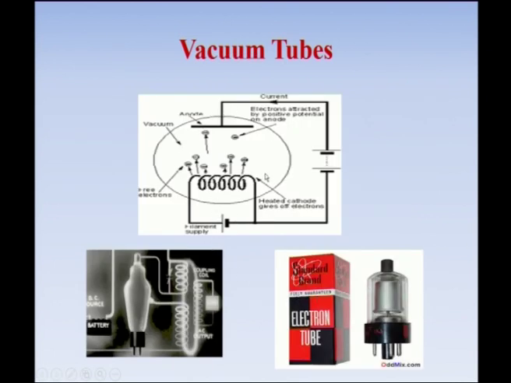This picture shows the vacuum tubes. It has two terminals. This is cathode and this is anode. By heating the cathode, the electrons will move freely towards the anode, and by giving the supply, the cathode is heated and so the flow of current takes place.